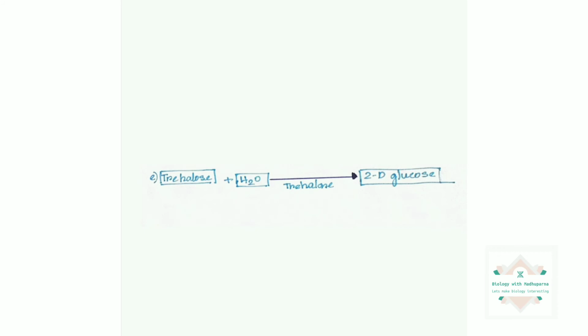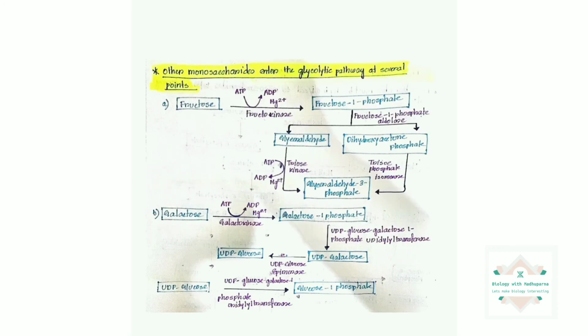So our next point is how monosaccharides enter. Some we have already read. Other than that, some monosaccharides can enter the glycolytic pathway at several points. What are those? We will be talking here about 3 of the monosaccharides: the first one is fructose, the second one is galactose, and the third one is mannose. We will see how fructose, galactose and mannose enter into the glycolytic pathway at several points.